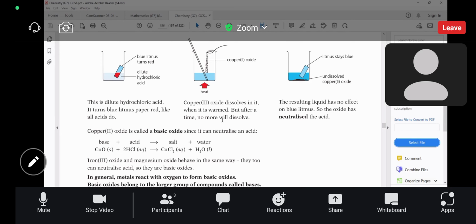So if you take some amount of sugar and dissolve in a container which contains water, if you add more salt, what will happen? Some amount of salt will precipitate at the bottom. Likewise, if you keep adding copper oxide, some amount of copper 2 oxide will remain at the bottom without dissolving.